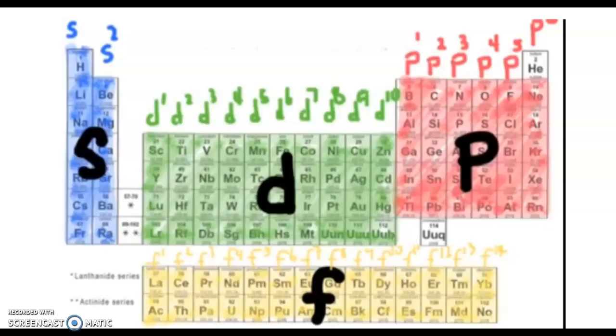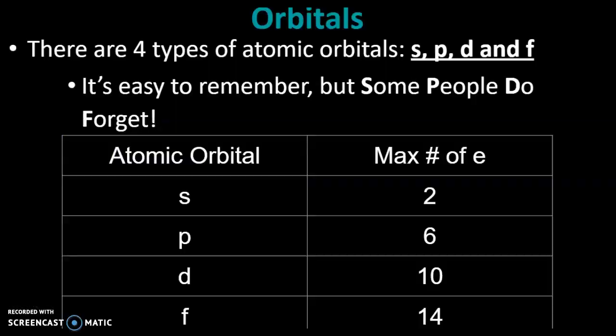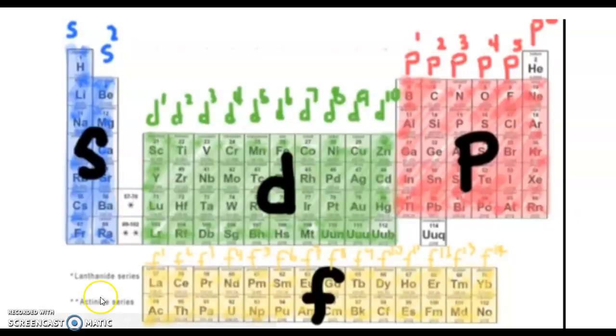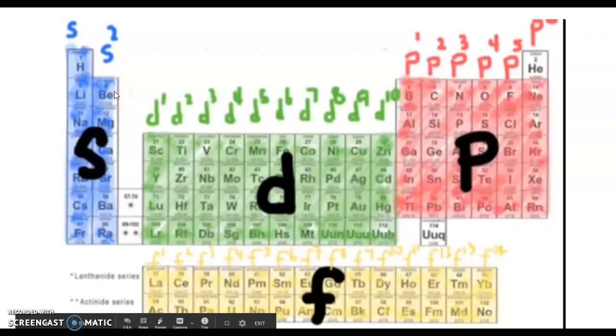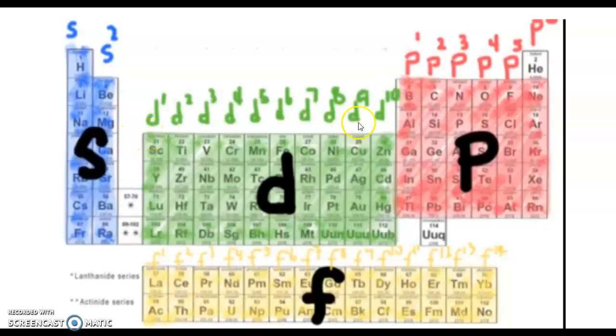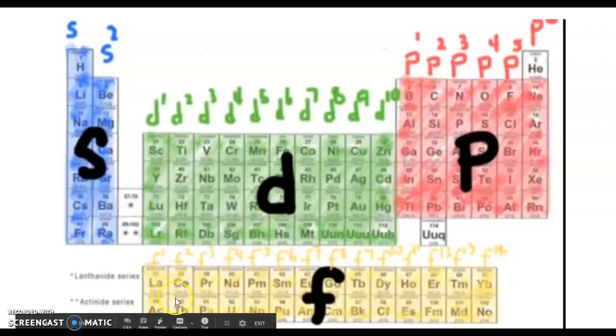elements. In your periodic table, looking at the different atomic orbitals, S, P, D, and F, they actually correlate to different locations in the periodic table. Groups 1 and 2 are going to be S. Groups 3 to 12 will be the D block. Groups 13 to 18 will be the P. And here at the bottom, these are going to be our F blocks.